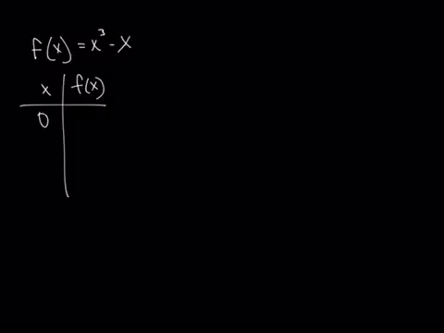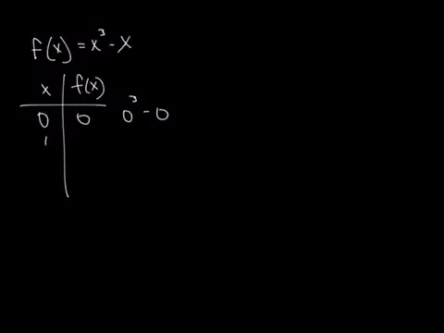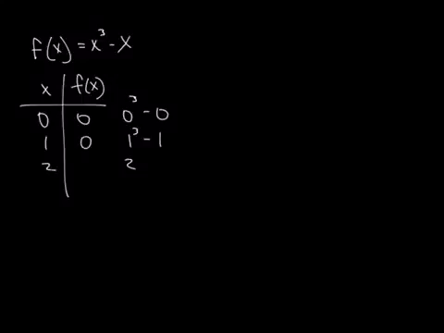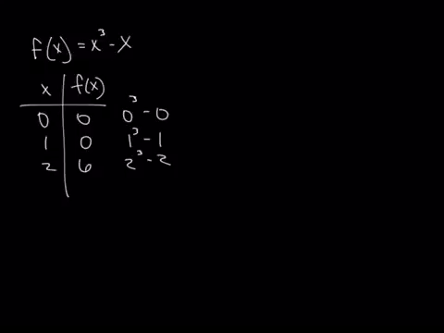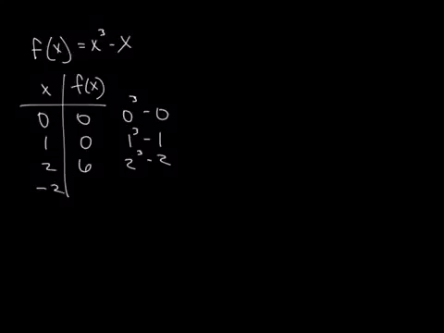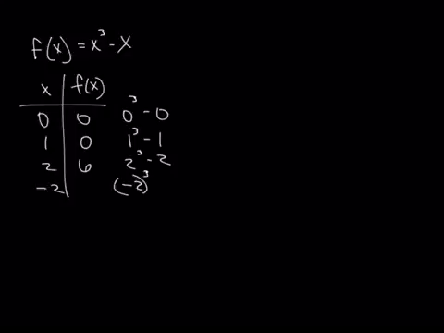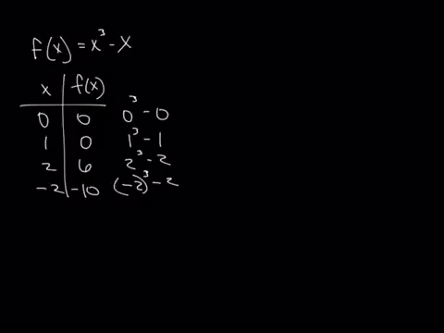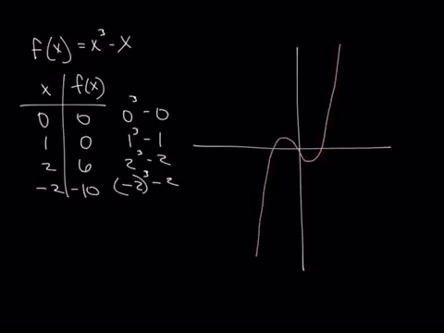So 0. This ends up being 0 cubed minus 0, which is 0. 1. 1 cubed minus 1, which equals 0. 2. 2 cubed minus 2 is 6. Minus 2. Minus 2, the quantity cubed, would be negative 8, minus 2 is negative 10. Okay, so you're doing all these problems and you're going to end up with a graph, because of the cube, that's going to look like this. That's why you need a whole bunch of points here, because this graph goes all over the place.